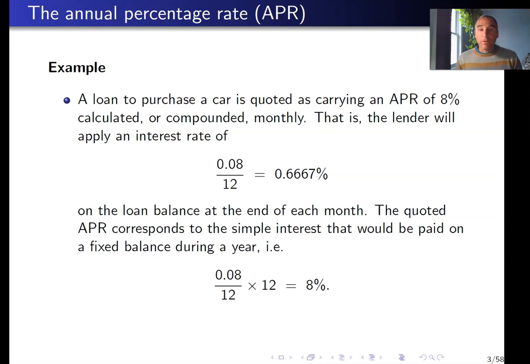If a loan is taken to buy a car carrying an annual percentage rate of 8% calculated monthly, this means that every month the lender will apply the rate of 0.6667% on the loan balance at the end of each month. So the quoted APR corresponds to 12 times 0.6667%, which gives 8%.